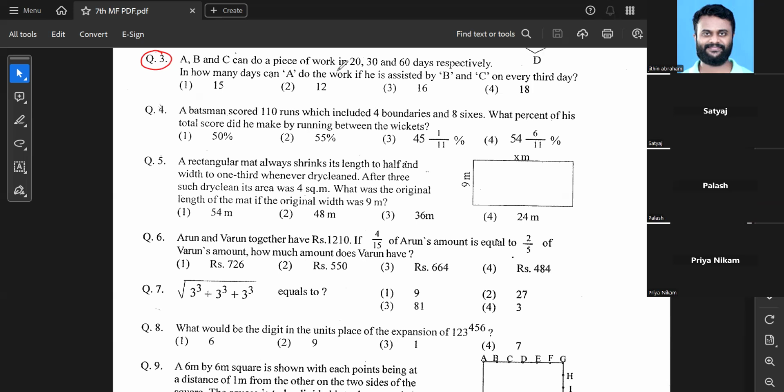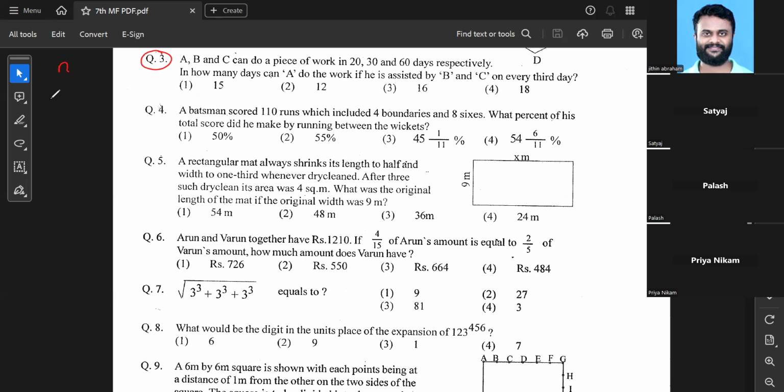Very good. The answer should always be less than 20 because A alone can complete it in 20 days, and if he is going to get some assistance on every third day, meaning some help is coming, the work should be completed in less than 20 days. Okay. Let me say that the work is going to be completed in n number of days.